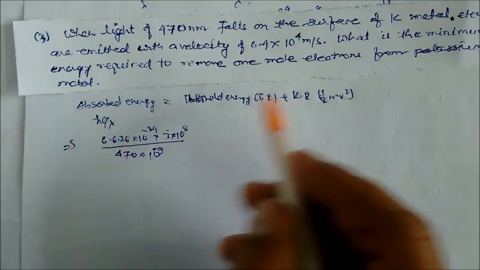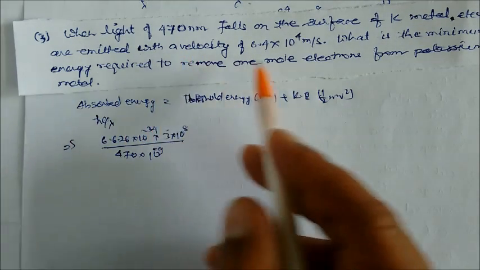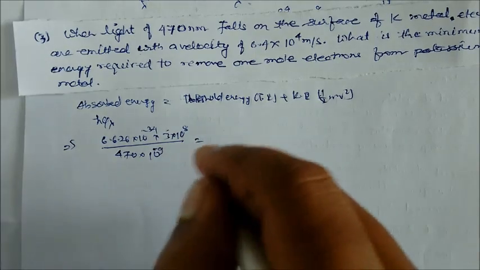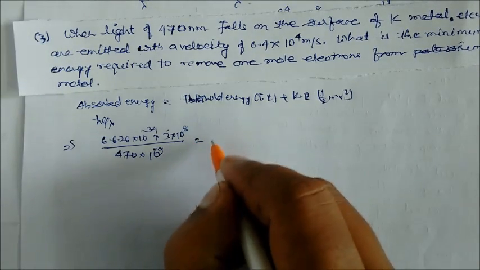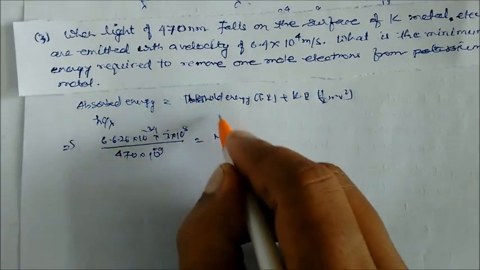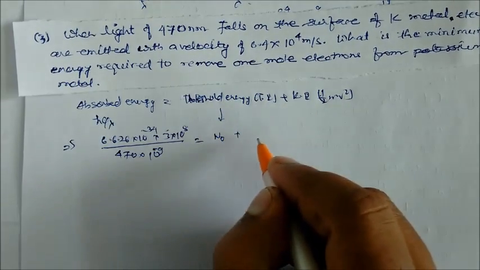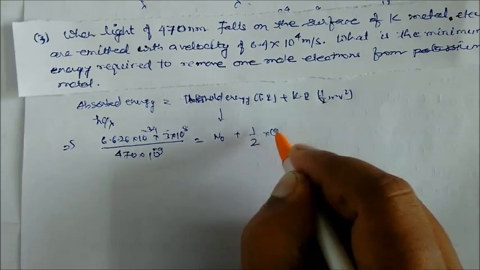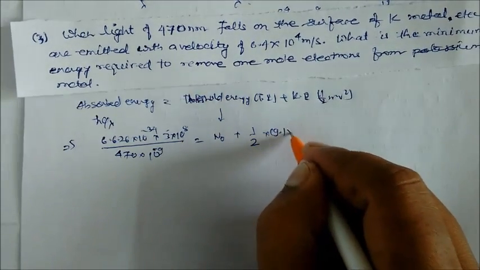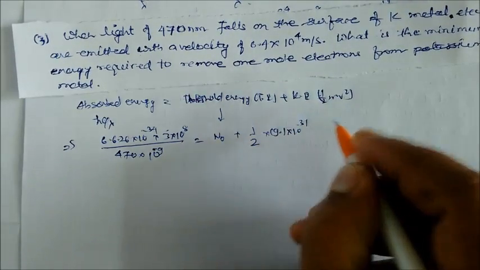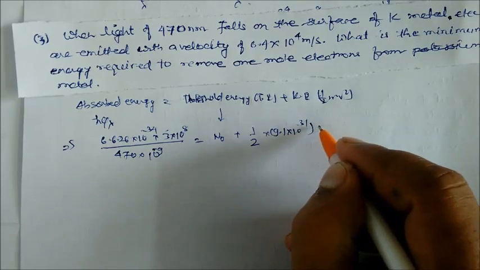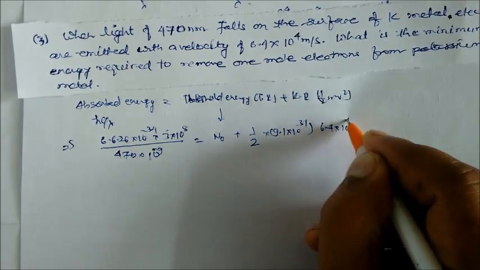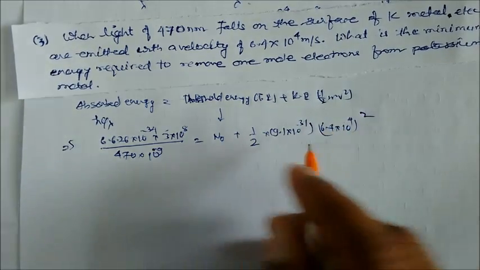So again here, velocity is also given here. To write the work function: this is the work function or threshold energy, and half mv square is how much? Half multiplied by the mass of 1 electron, 9.1 into 10 to the power minus 31, and velocity is 6.4 into 10 power 4, whole square. So here we will get the energy.